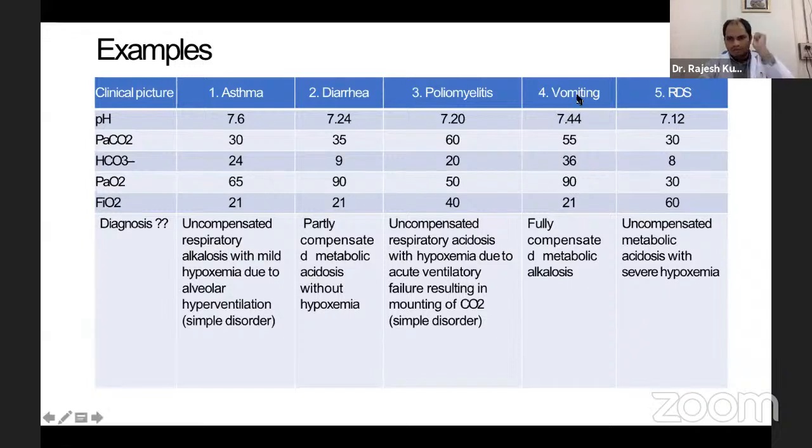In case of vomiting, you will have pH of 7.4, PCO2 around 55, and bicarb on the higher side. By seeing your pH, you can see it is fully compensated because the pH value is near normal, and the culprit is metabolic alkalosis, with respiratory compensation because they are rising in the same direction. In case of respiratory distress syndrome, pH is 7.1, meaning uncompensated.